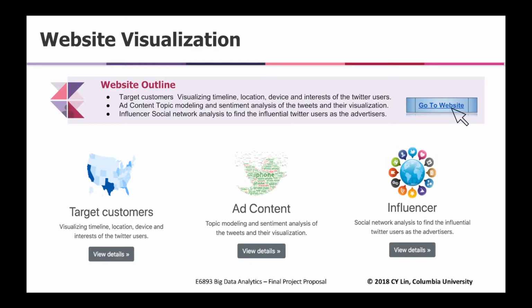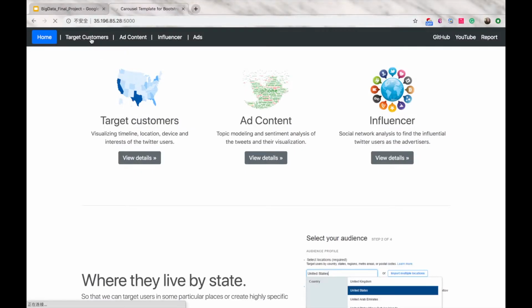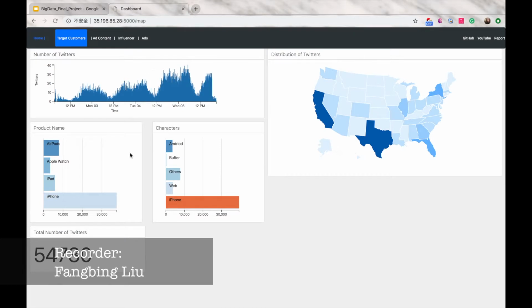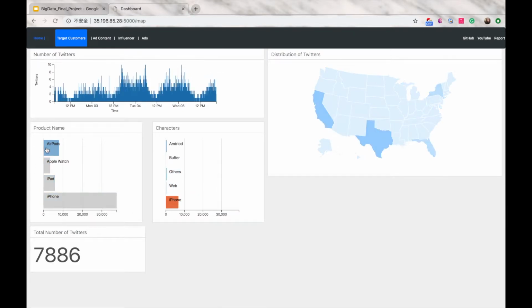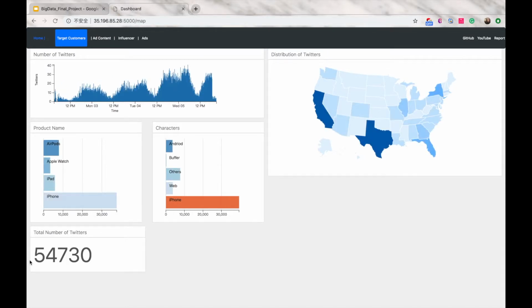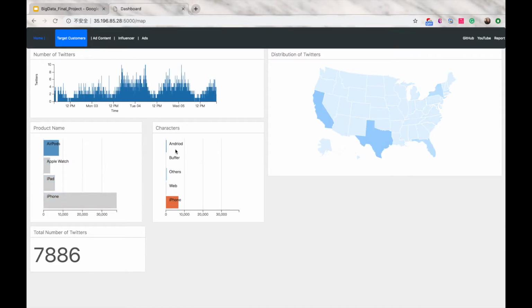Next, we'll go through our website. By analyzing the location information, device information, and tweet time of relevant tweets, the following results are obtained. Since we filtered the data beforehand and only kept the tweets from the US region, we collected 7,886 tweets about AirPods from a total of 54,730 tweets. From the device or platform distribution, the majority of tweets were from the iPhone.